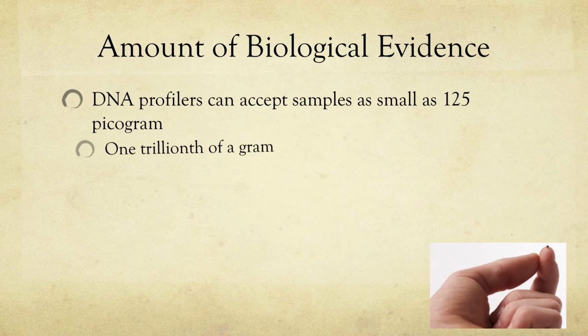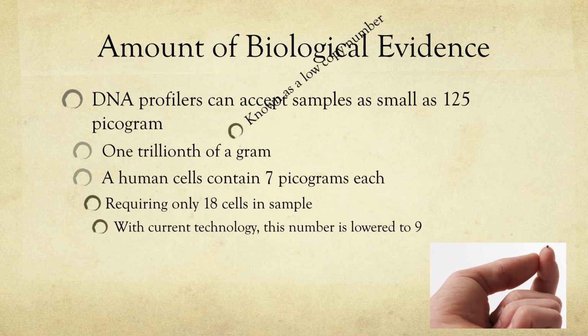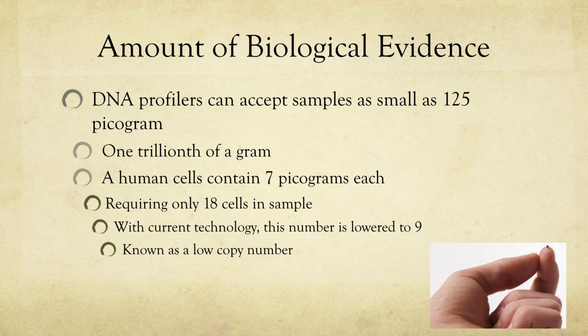The amount of biological evidence or DNA that is required for DNA profiles is as small as 125 picograms, which is a trillionth of a gram. Human cells contain 7 picograms each, so that requires only 18 cells in the sample. With current technology as it's developing, this number can be lowered, or has been lowered, to 9 cells. This is known as low copy number, but because it's still in the process of development, it's not fully admissible in court. But the progress is continuing in that manner.